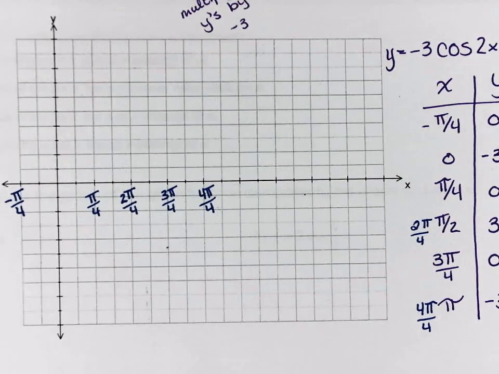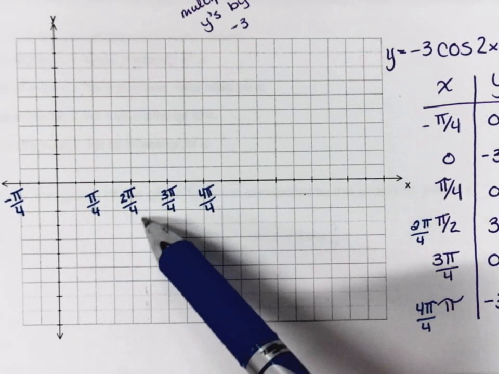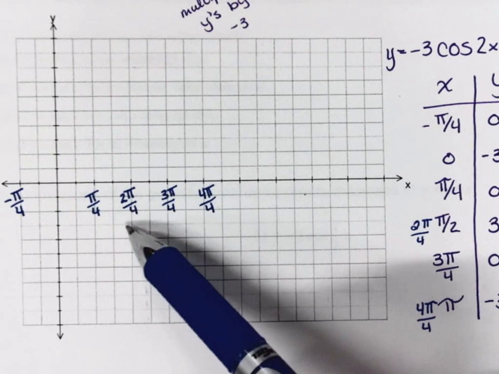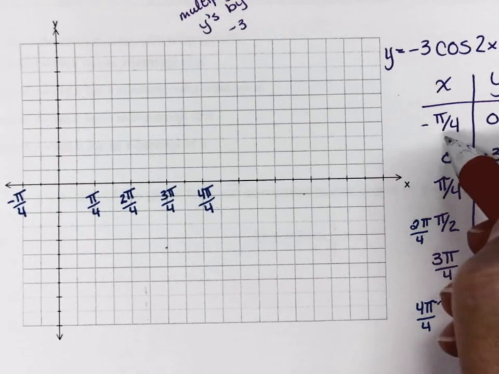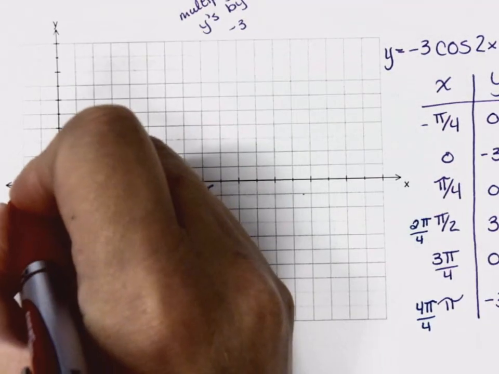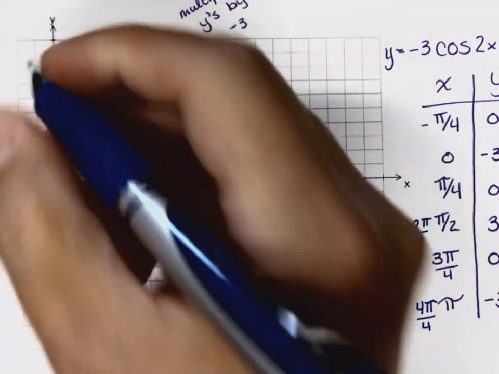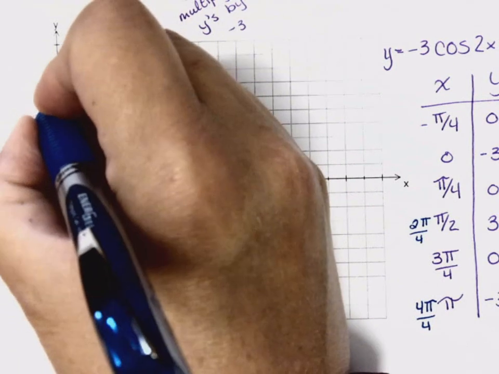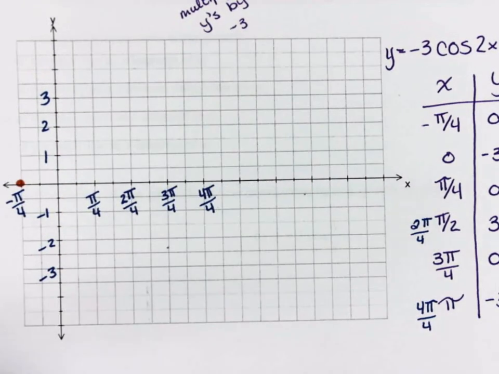So see what I did there with my increments? I made them all common denominators, but we know that this simplifies to pi over 2. But sometimes I find it easier when I'm putting those ticks on the graph to do that. Okay, let's graph. So at negative pi over 4, we're at 0. At 0, oh, I didn't put any ticks on my y-axis. 1, 2, 3, negative 1, negative 2, negative 3.